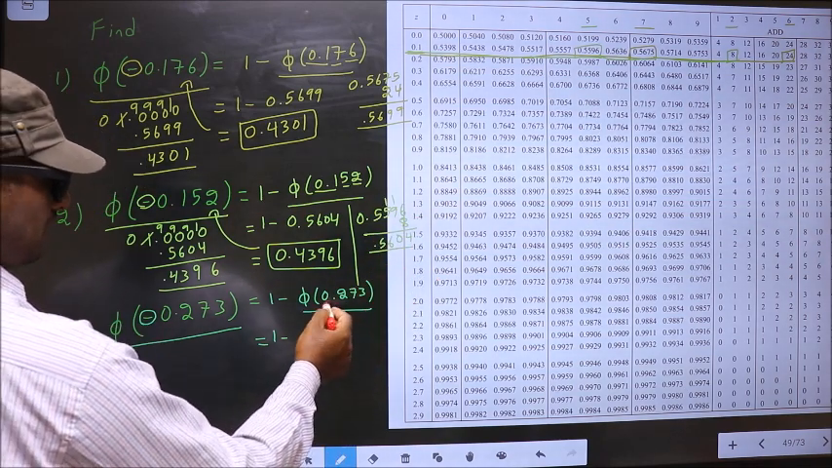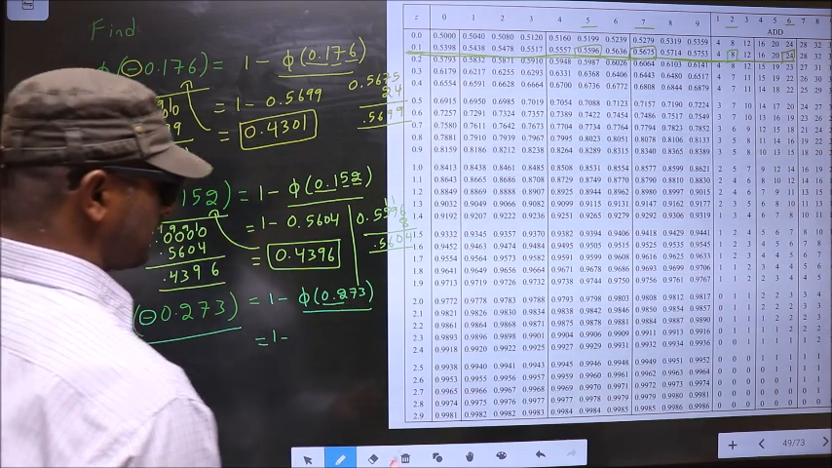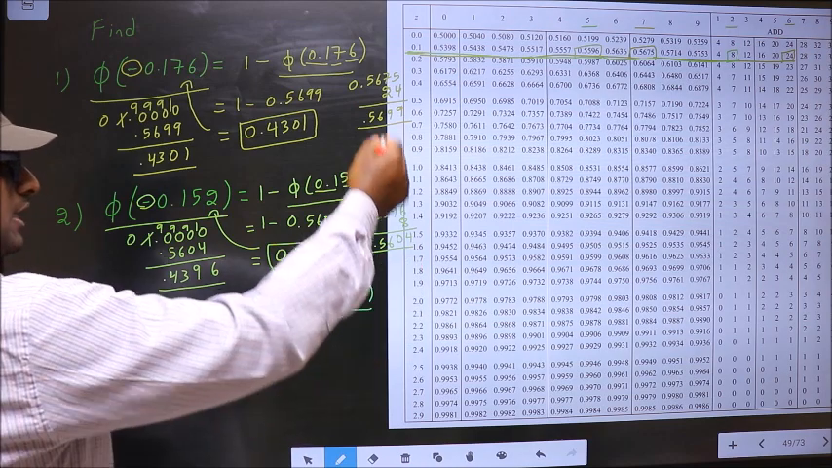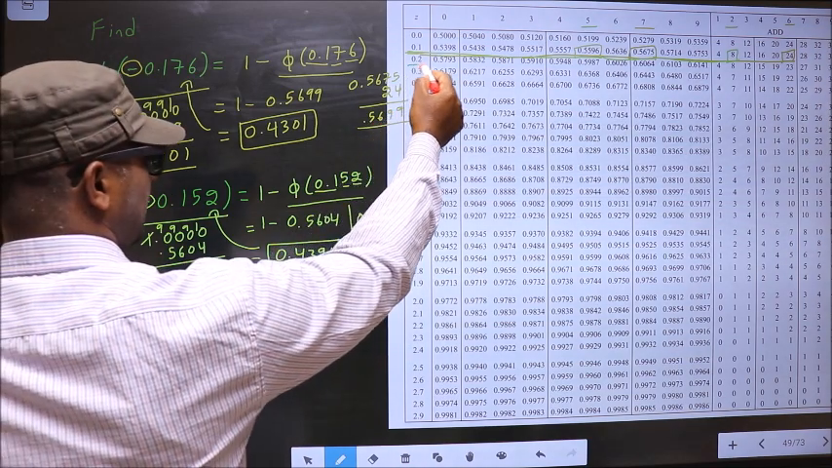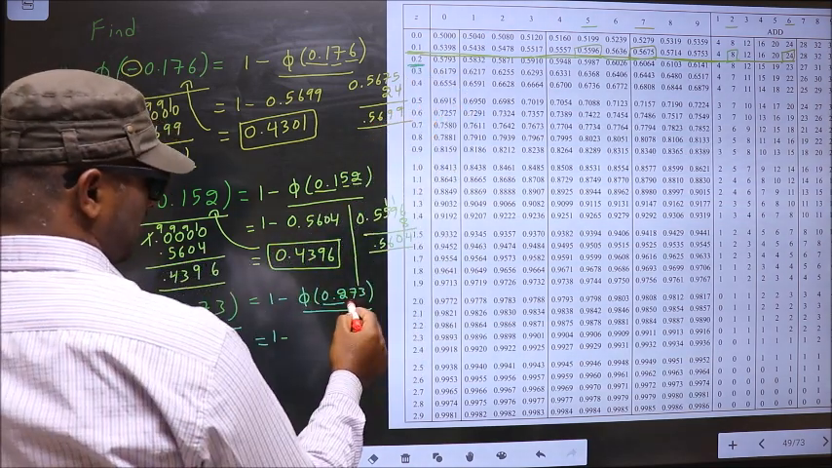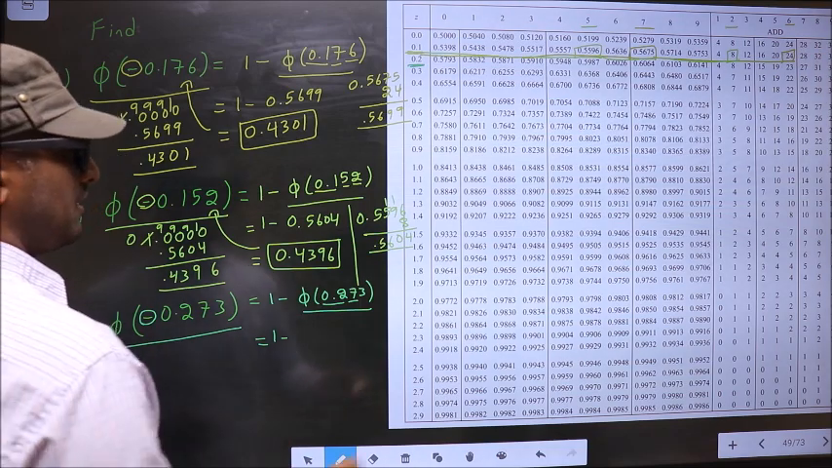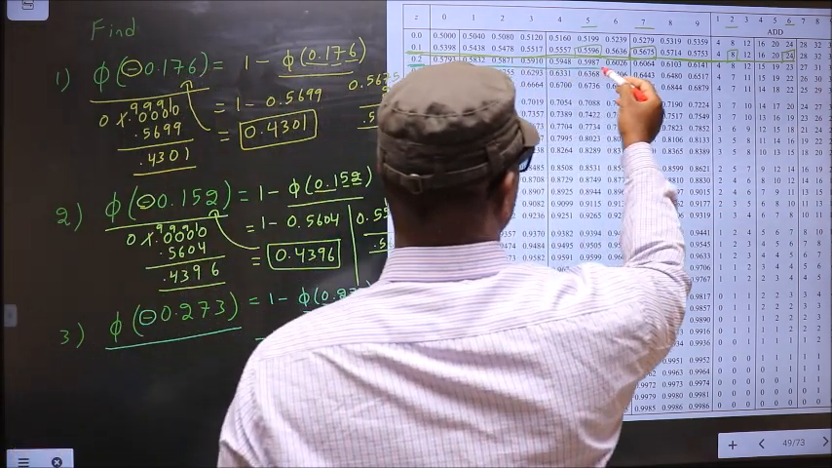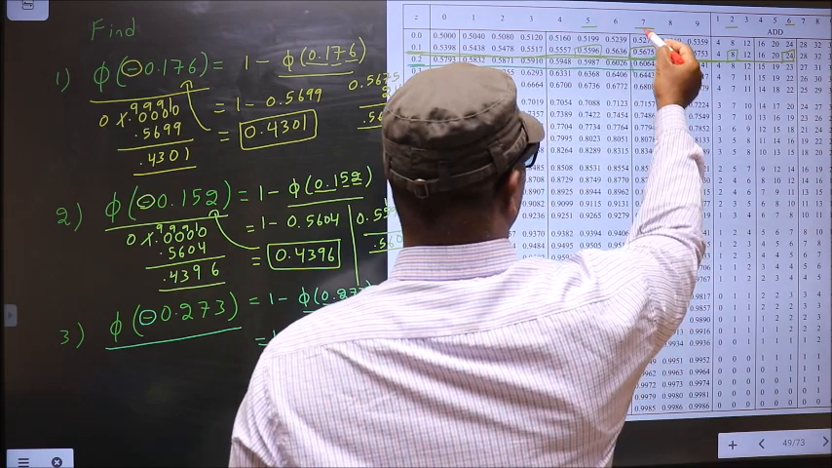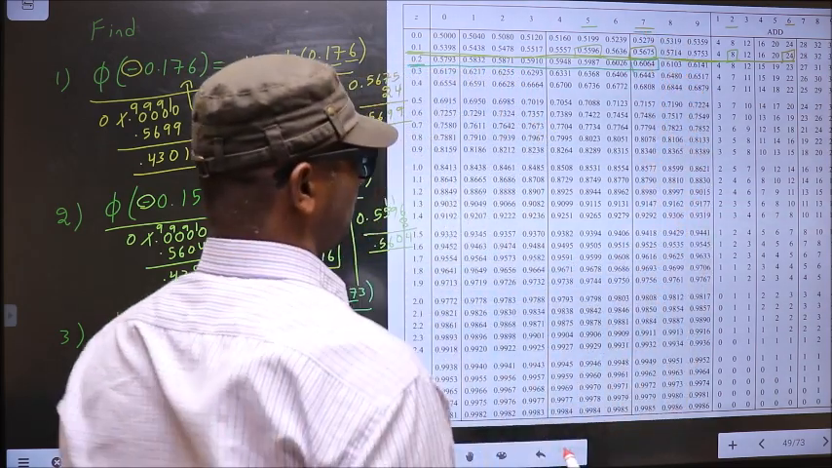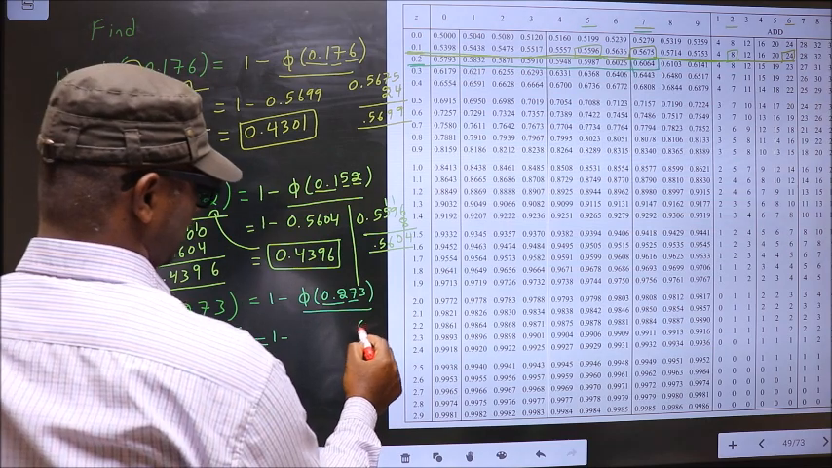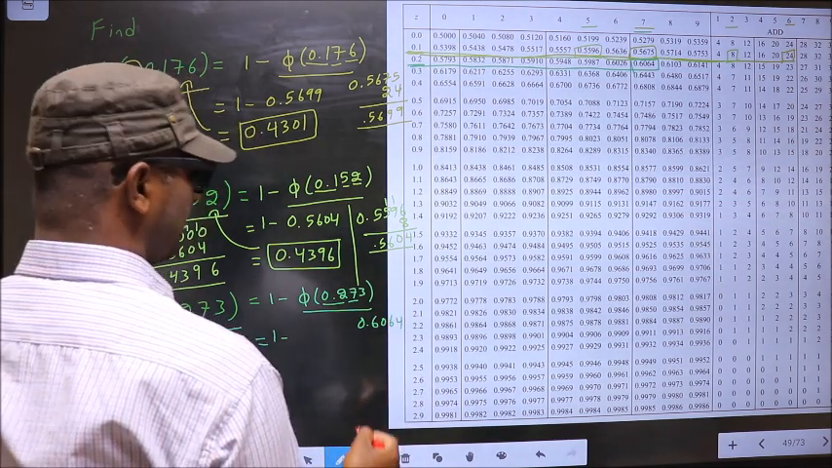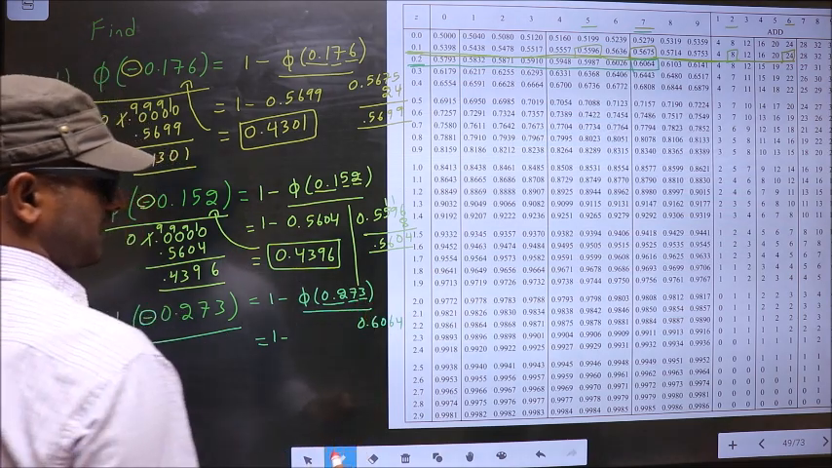To get this value, first you take these two numbers, that is 0.2. Now you look for 0.2 in the first column. That is here. Now the next decimal is 7. So in this row, at number 7, I have this value, that is 0.6064.